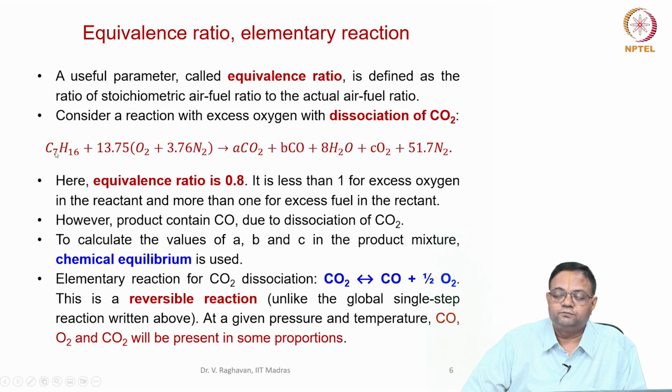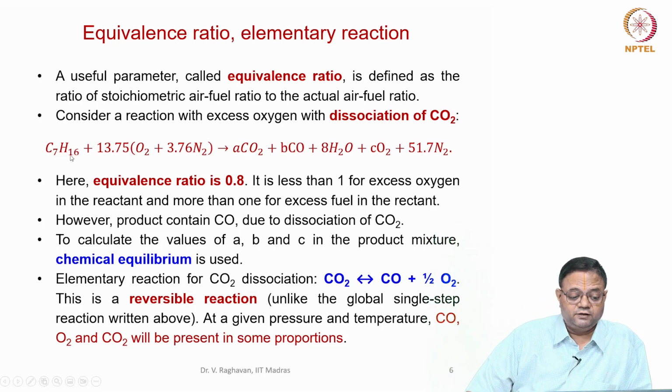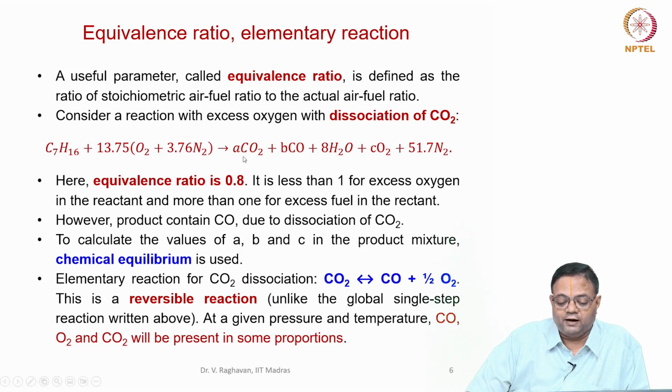Let us say C balance. 7 is on the left hand side, and on the right hand side I have A plus B, correct, that is one equation. Then H balance, not quite useful here because H is 16 on the left and the right hand side is also 16, so it is closed. So let us take O balance. O2 is 13.75 on the left hand side. Here on the right hand side, A plus B by 2 plus 4 plus C. So now you have only two equations and there are three unknowns.